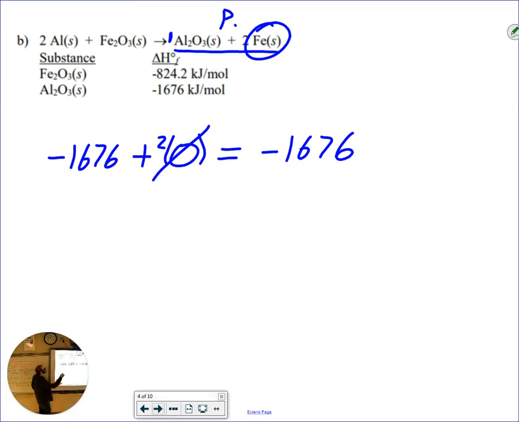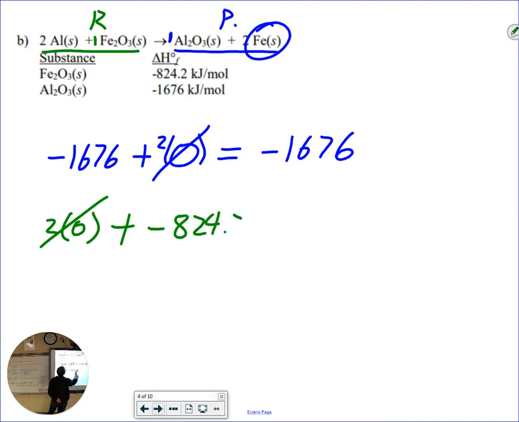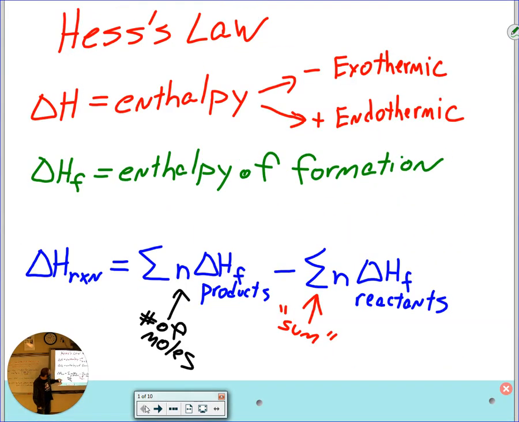A reactant. Fe2O3. Okay. What about aluminum? So it's going to be 2 times 0, because aluminum's an element, so it's 0. Plus negative 824.2. And again, there's just one of those because there's an understood one there, right? So 0 plus negative 824.2 is negative 824.2. All right. So now, going back to my original equation, remember I take products minus reactants.